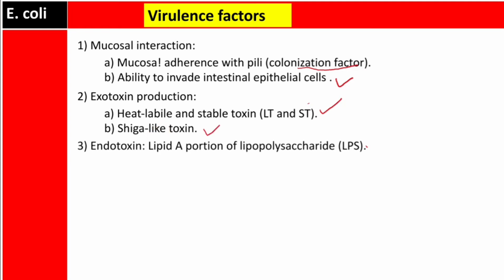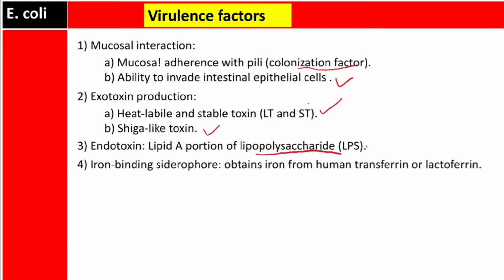This bacteria, like other gram negatives, has an endotoxin. The lipid A portion of the lipopolysaccharide is also a virulence factor here, and there is an iron-binding siderophore. This siderophore is a protein which obtains iron from the human transferrin and lactoferrin. These proteins carry iron.